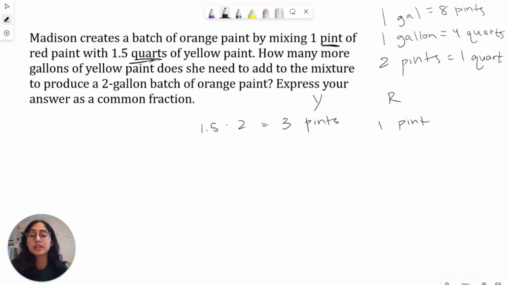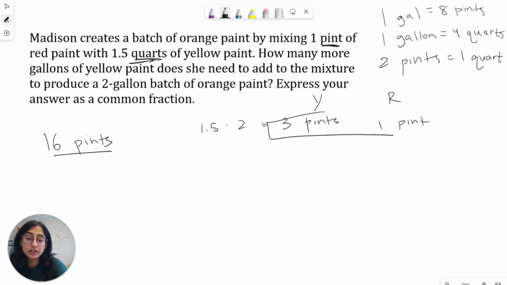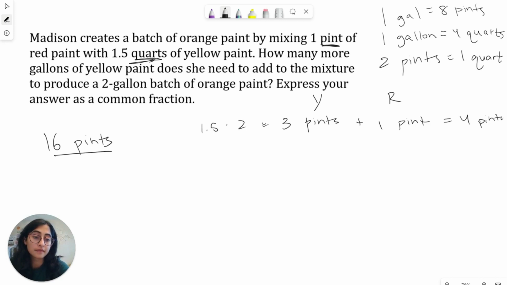Alright, so she needs to make a 2-gallon batch of orange paint. We know that 1 gallon is 8 pints, so she needs to make 16 pints of orange paint. How many pints has she made so far? This right here is what she's made so far. That's 4 pints total. 4 pints orange. So how many do we have left? We have 12 pints left.